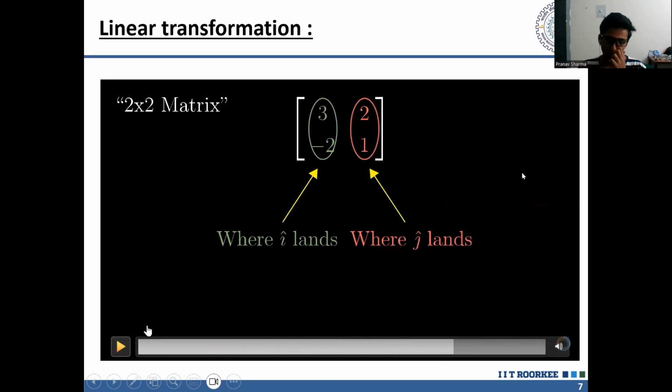Now what we can see from here is that a transformation, which is nothing but just the matrix, can also be visualized in this form, where the columns represent where the basis vectors will land. Means, for example, for this 2D transformation, the first column will give the location of where i cap will land after the transformation, and the second column will give the information of where j cap will land after the transformation.